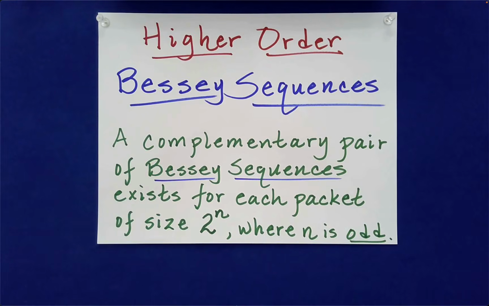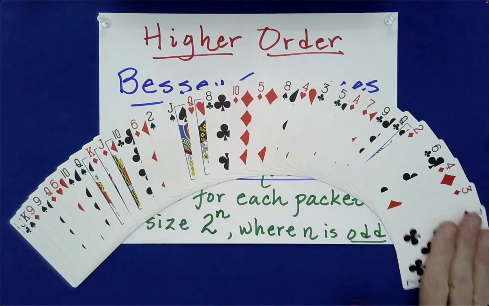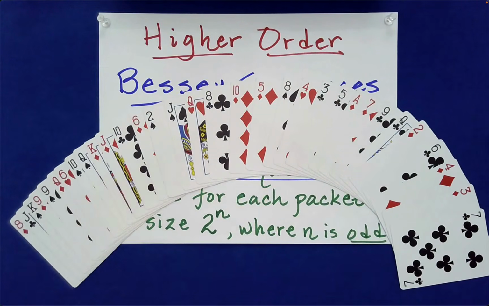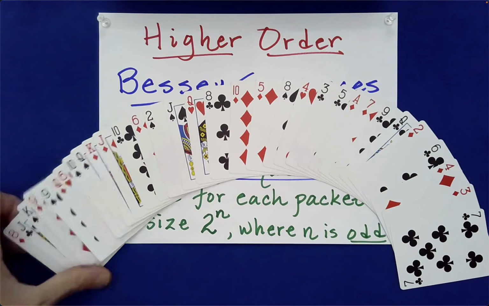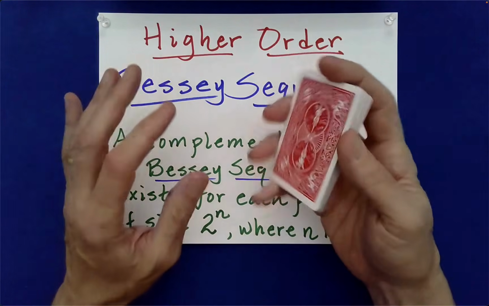Okay, so in this video, I'll show you a quick example of that, and then I also want to show you how I constructed these Bessey sequences. So I have here a packet of 32 cards, and I could give you as long as you would like to study this packet, and it's highly likely that an ordinary observer would never find any structure or pattern to this packet of cards. You could have them look at it for a long, long time. Okay, so the claim is this is a Bessey sequence of length 32, which it is.